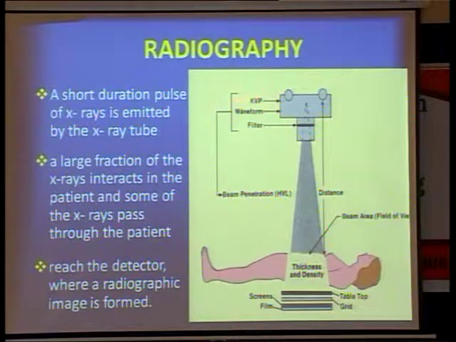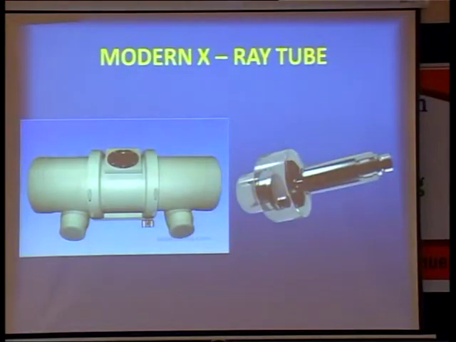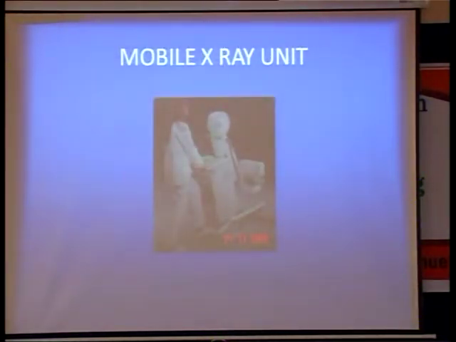This is the filter, the beam, and the thickness of the individual. Now you can see the tabletop, screen, frame and grid, everything. Next one. This is the modern X-ray tube. Next one. Mobile. The mobile unit is the one which will be more useful.